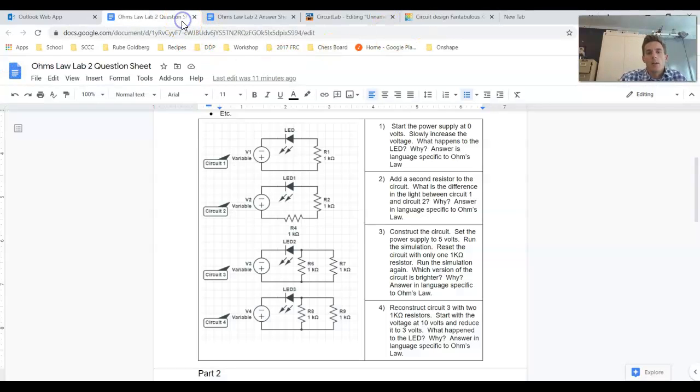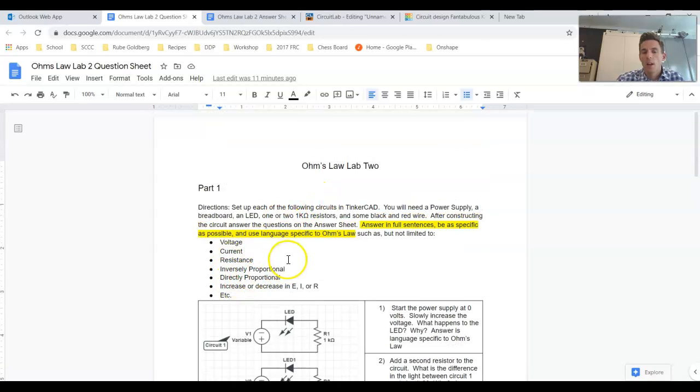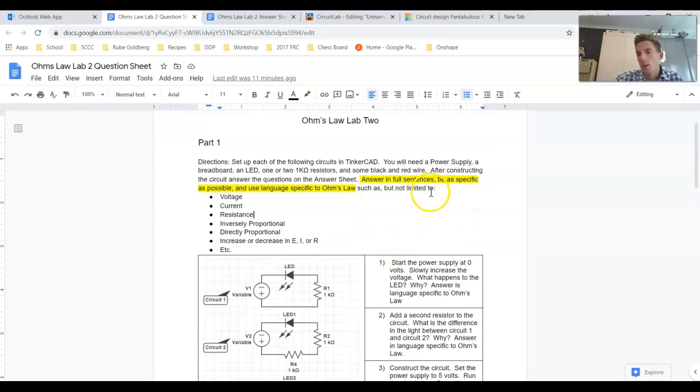And again, to go back here, you would start to answer the question: start the power supply at 0, slowly increase the voltage. What happens to the LED and why? And I want you to answer in language specific to Ohm's law. So once again, I have things including but not limited to things like voltage, current, resistance, inversely proportional, directly proportional, increase in E, I, R, decrease in E, I, R, etc. Okay, lots of different things. You're also going to answer in full sentences. Okay, so that's part one.